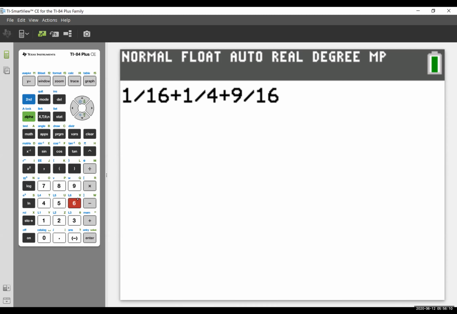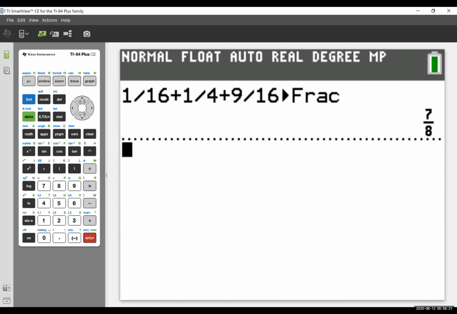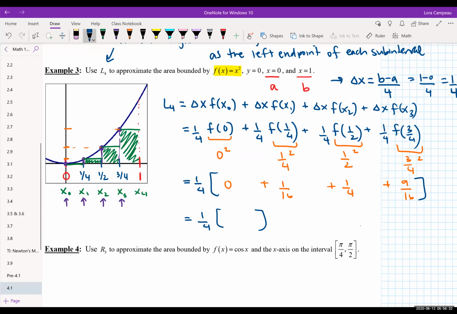Okay, just double checking: 1/16, 1/4, 9/16. Sometimes if I'm switching back and forth, you can turn that into a fraction if you're interested. And we should get 7/8, but that's only the sum of the inside. Let's make sure. So we have 7/8 is the sum of all those fractions in orange. And so at the end, if we're finding our actual answer, what should we get?